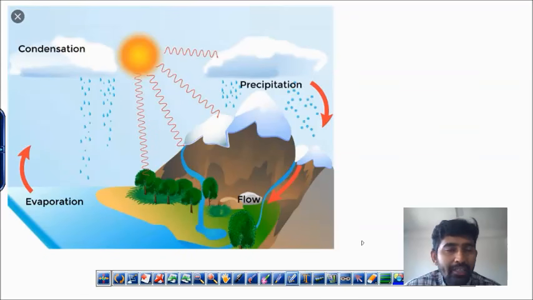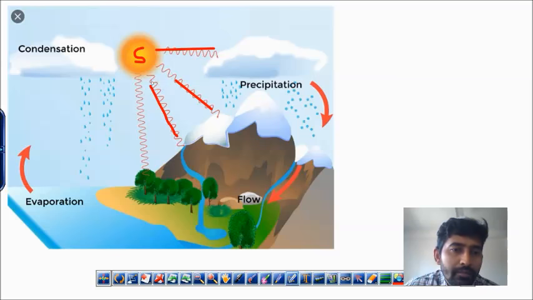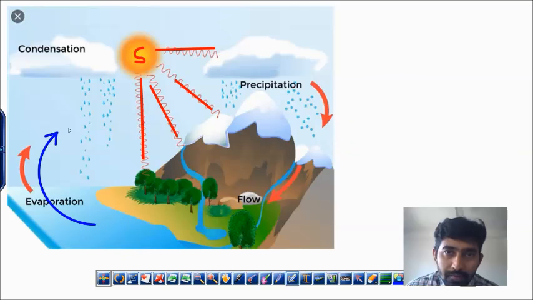This is the diagram which explains everything which I was talking about. Once again, everything starts from the sun. Sun gives heat to everybody. Because of that heat, water starts to evaporate. Water evaporates up in the atmosphere.